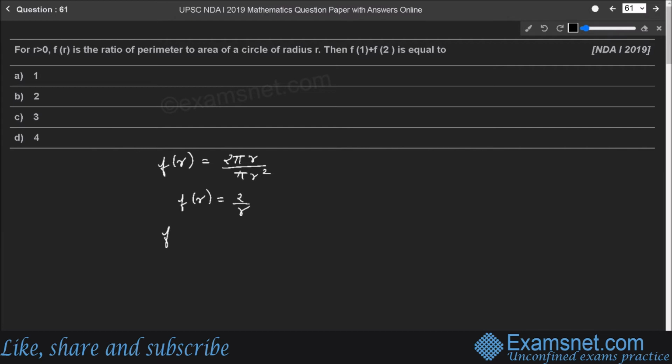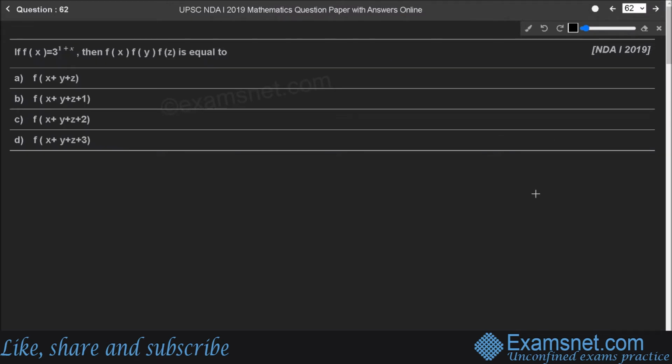Now let us find the value for f of 1 plus f of 2. It will be 2 by 1 plus 2 by 2, which is equal to 3. So the correct answer for this question is option number C, which is 3.